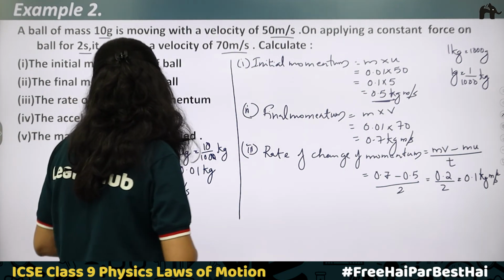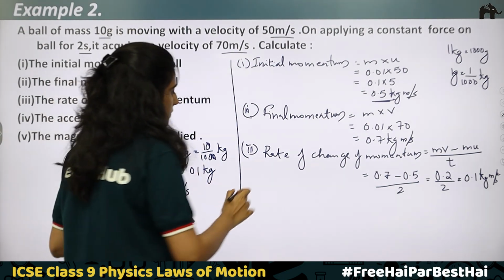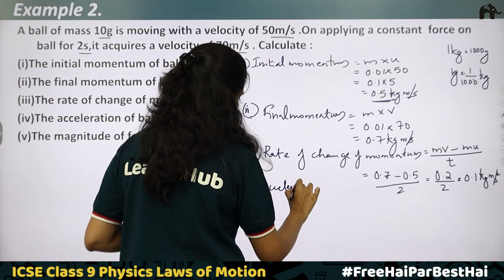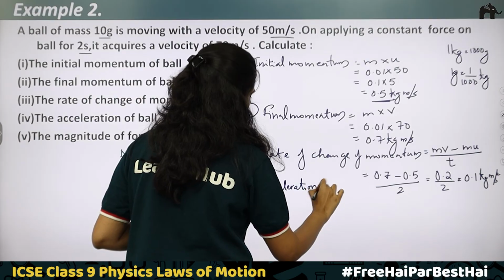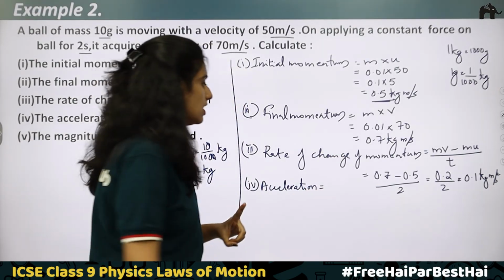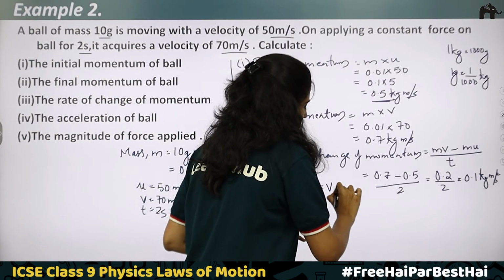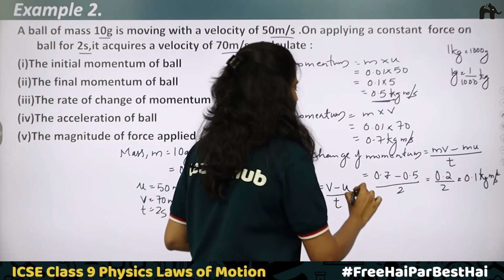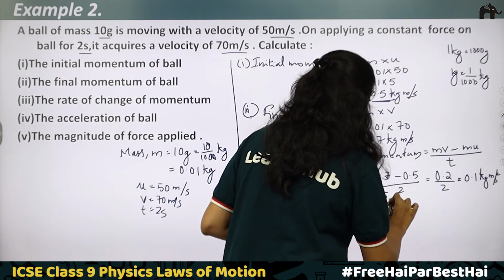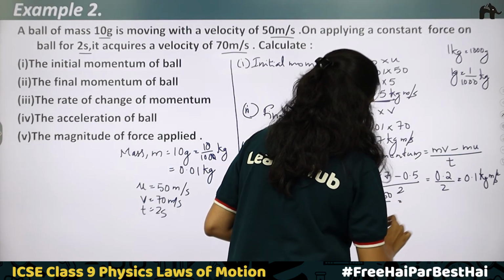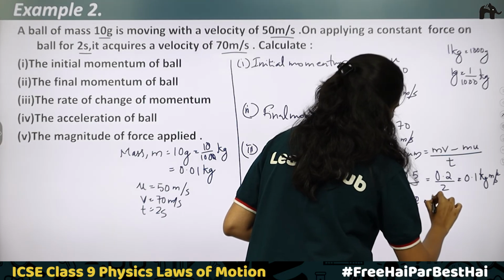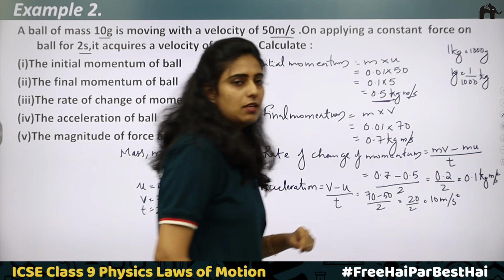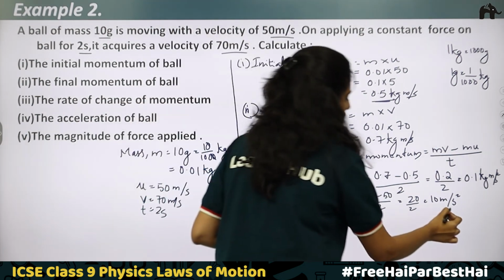Okay. Next, we have to find the acceleration of ball. Fourth one, acceleration. What is acceleration? Acceleration is equal to final velocity minus initial velocity divided by time. Here, 70 minus 50 divided by 2, which is equal to 20 by 2 equal to 10 meter per second square. 10 meter per second square is the acceleration.